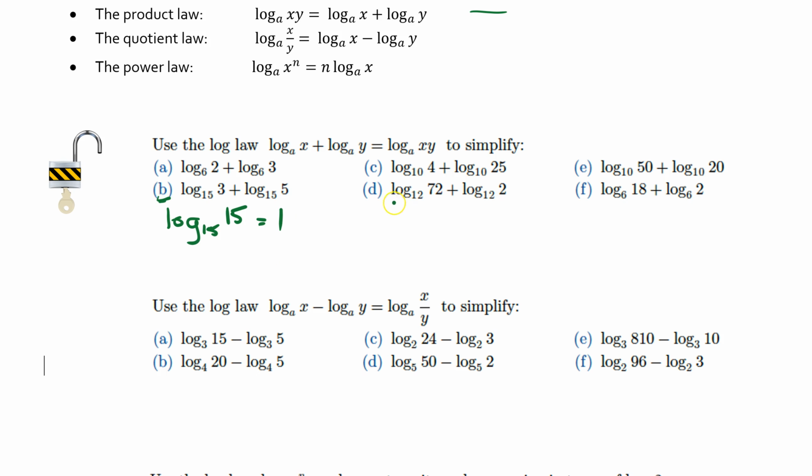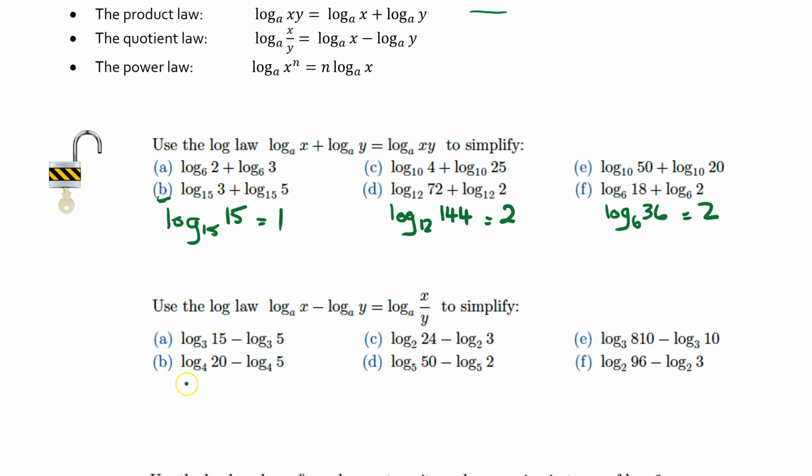For our D here, log base 12 of 72 plus log base 12 of 2, then that's log base 12 of 72 times 2, which is 144. And of course 12 squared equals 144. And for F, log base 6 of 18 plus log base 6 of 2 is log base 6 of 2 times 18, which again is 2.